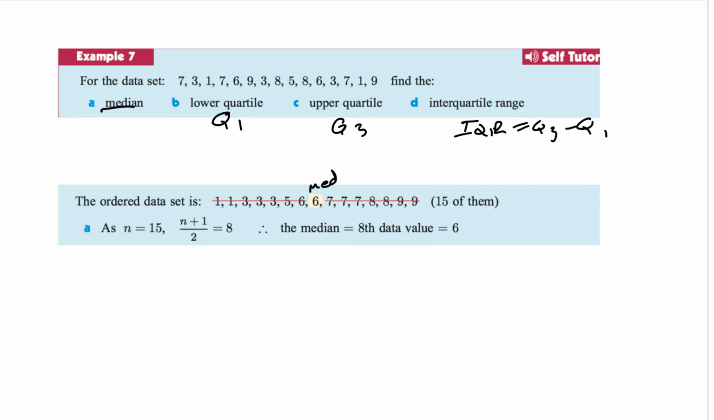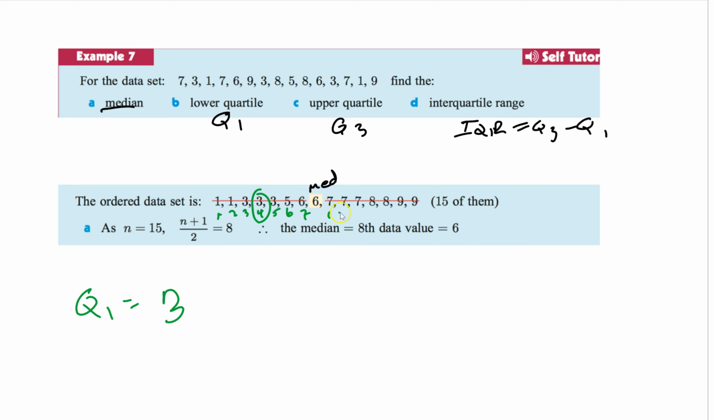Now that we have that, though, it's a lot easier to figure out what Q3 and Q1 are. If I wanted to find Q1, all I have to do is find the median of the lower half. So let's see, that's 1, 2, 3, 4, 5, 6, 7. So that'll be about the fourth number. So Q1, or the lower quartile, is 3.